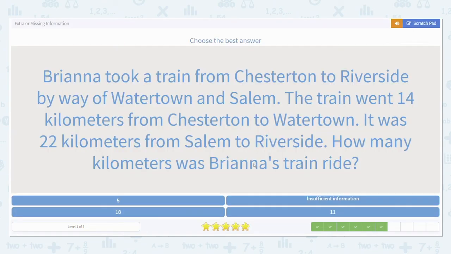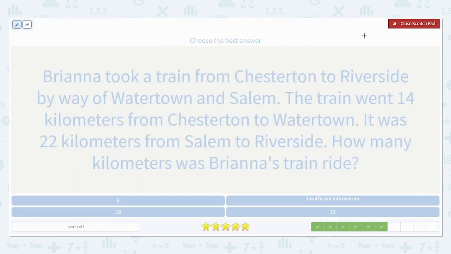All right, here's a question that's a little more complicated. Brianna took a train from Chesterton to Riverside by way of Watertown and Salem. Let's stop and try to draw what's happening because there's a lot going on. So we're starting in Chesterton. We'll represent that with a C. We're going to Riverside. We'll represent that with an R. Along the way, we're going to make 2 stops. We're going to stop in Watertown, and then we're going to stop in Salem.